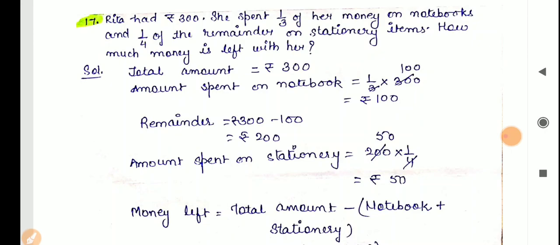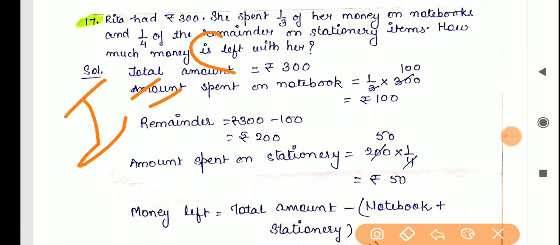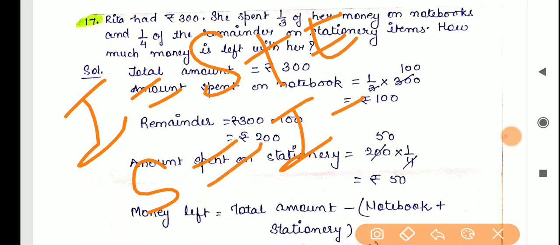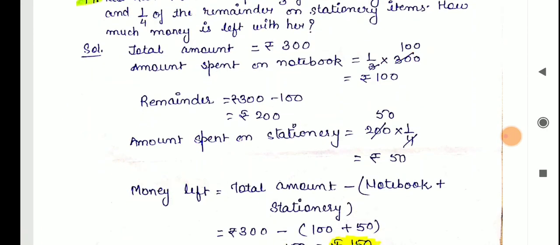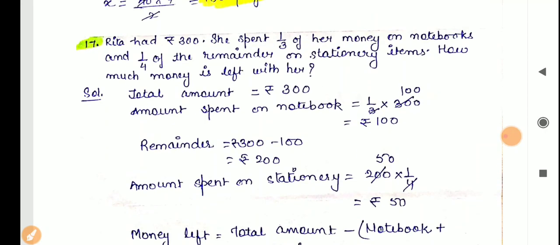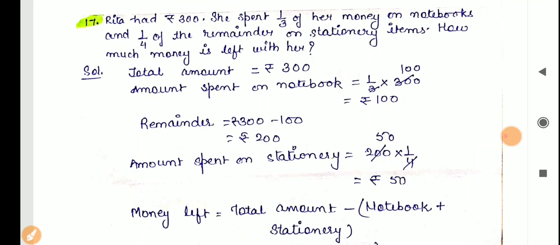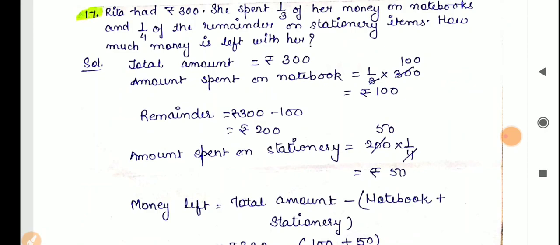There also I told you one formula: income is equal to savings plus expenditure, right? I told you this. Then they were asking savings. Here also they are asking savings only, so here also we will apply the formula income minus expenditure. Clear? So here the total amount is 300 rupees, and the amount spent on notebooks, but here one thing is, there the amount was given, but here only the part is given, like 1/3 of her money. Understand this question properly.